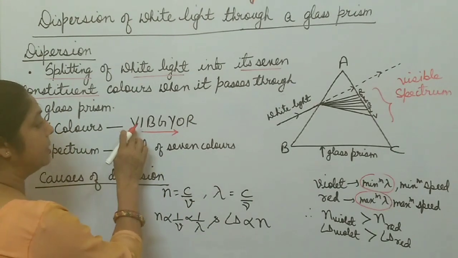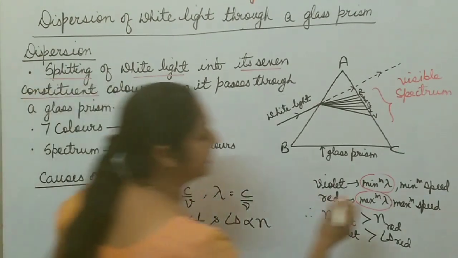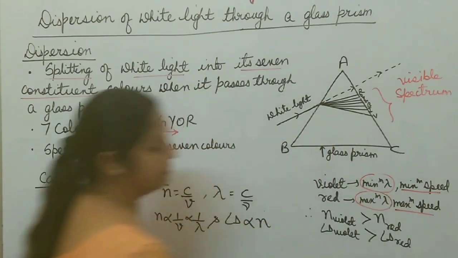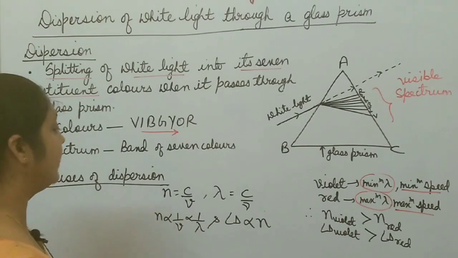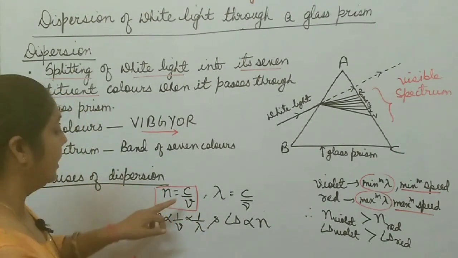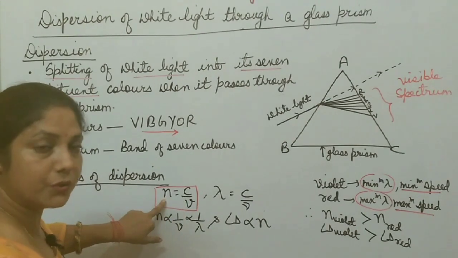So wavelength is minimum for violet color, so speed is also minimum for violet color. Violet color has minimum speed and red color has maximum speed. And you know, refractive index is what? C by V. If velocity changes, then refractive index of light also changes.